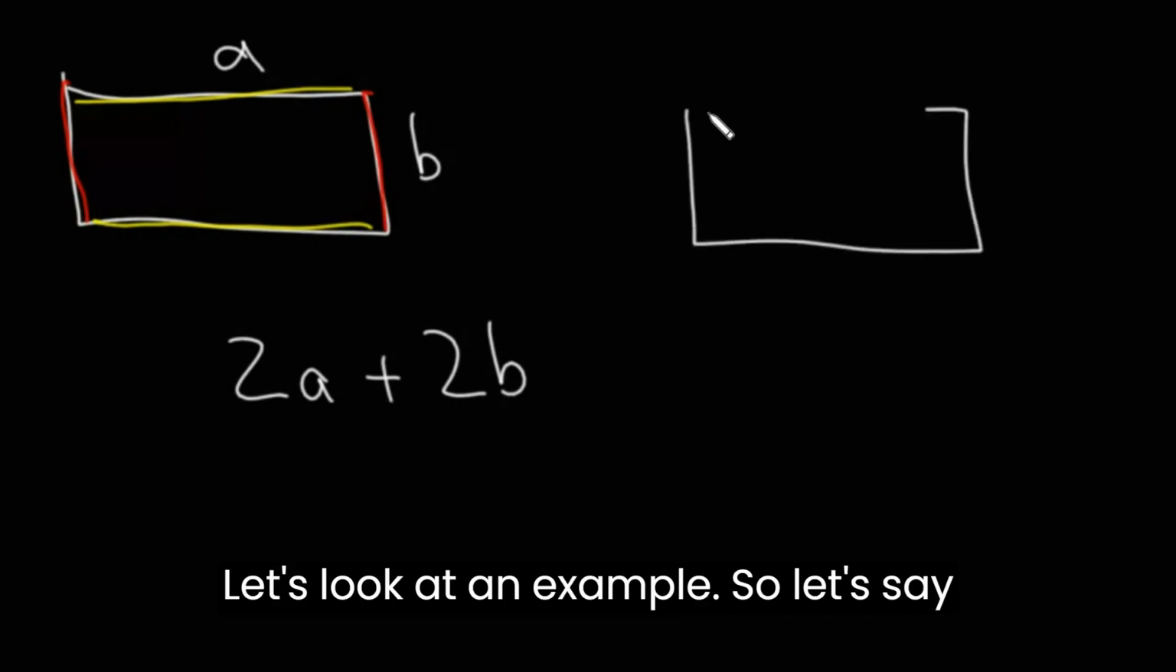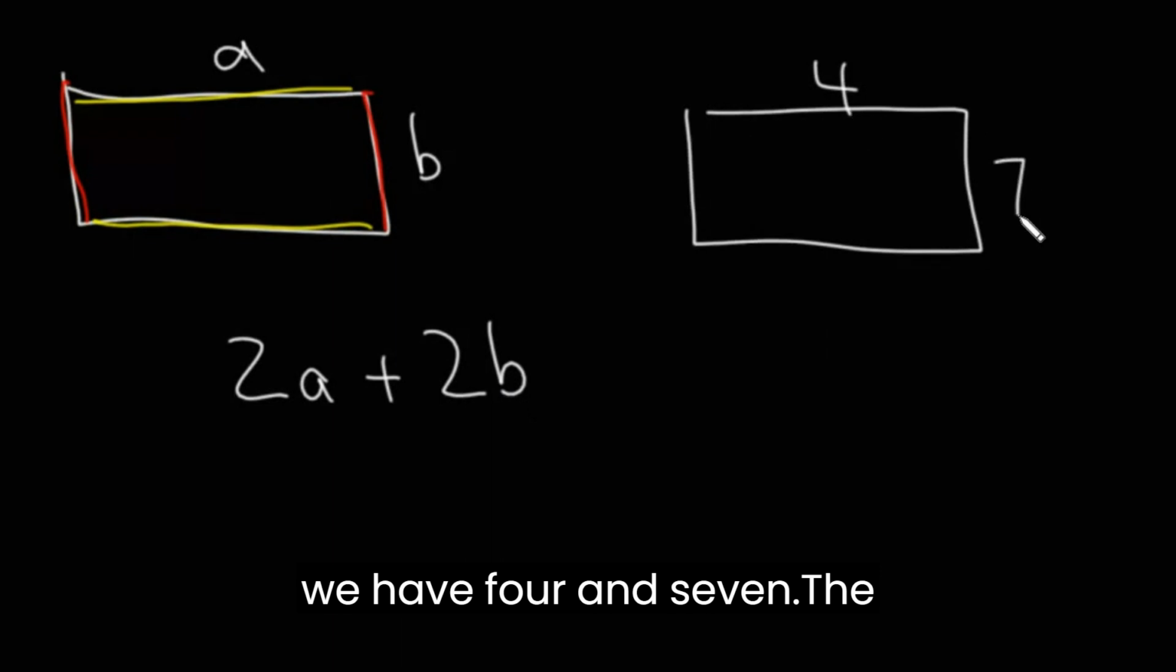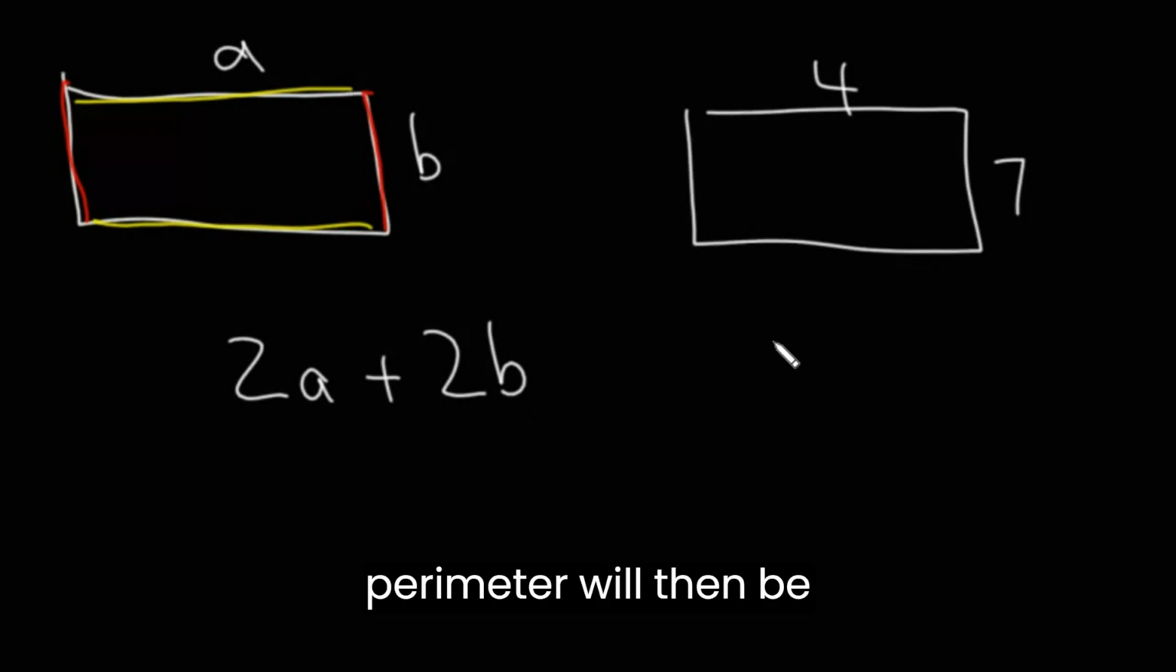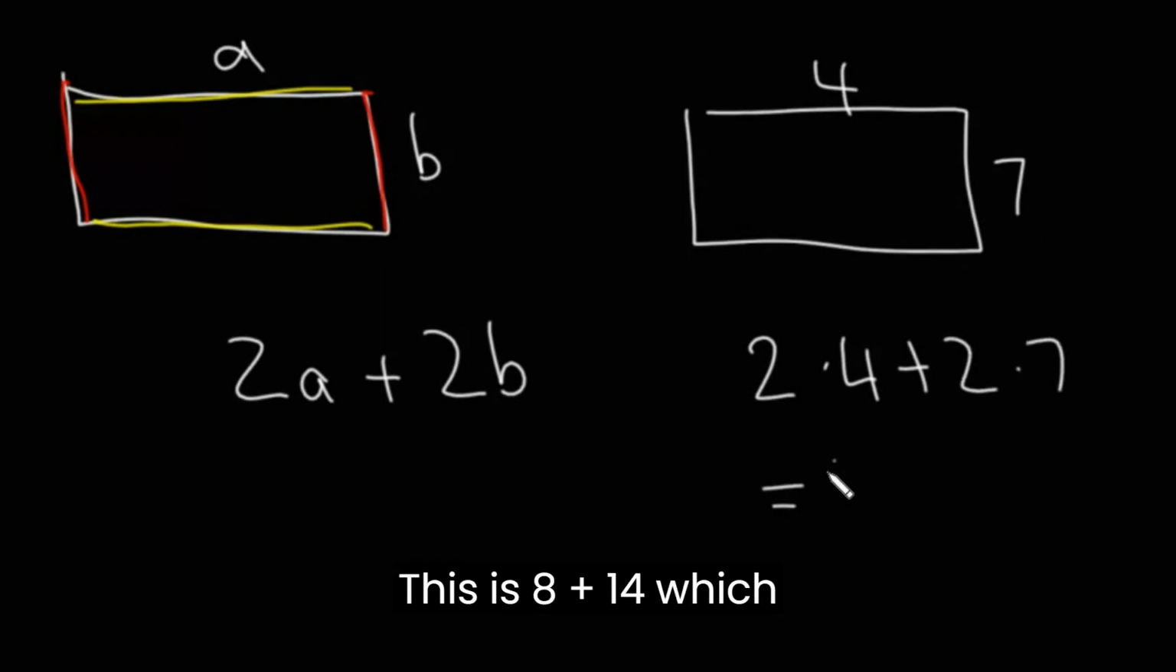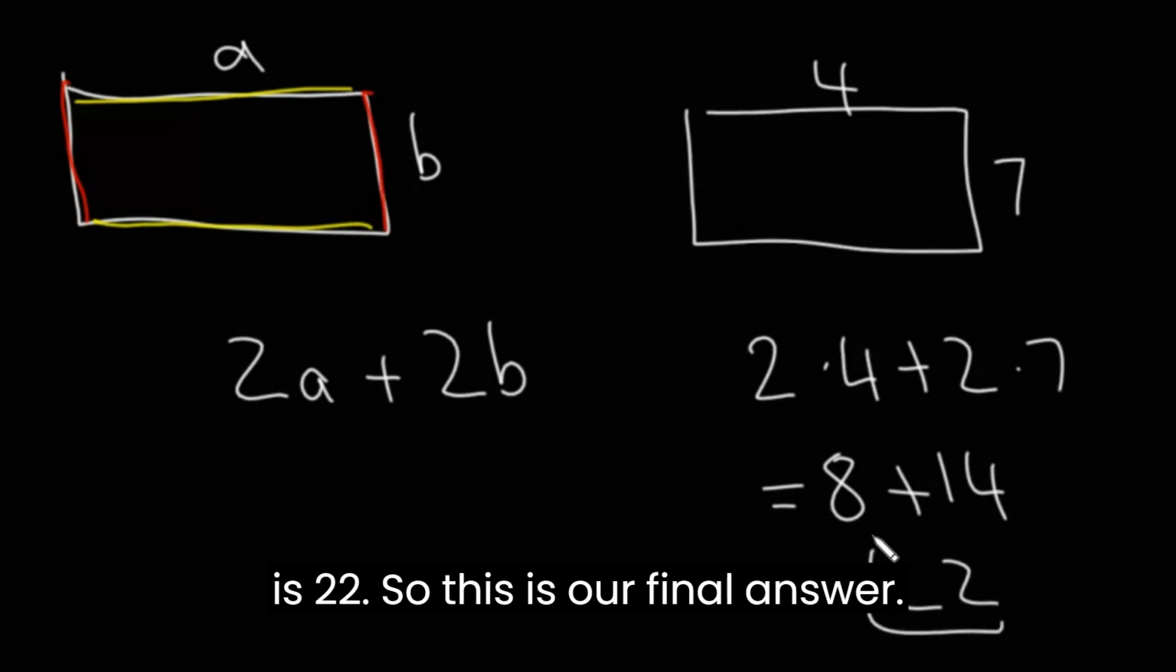Let's look at an example. So let's say we have 4 and 7. The perimeter will then be 2 times 4 plus 2 times 7. This is 8 plus 14, which is 22. So this is our final answer.